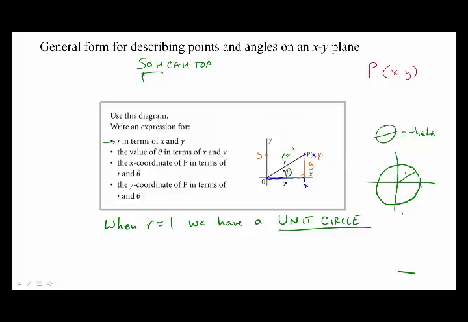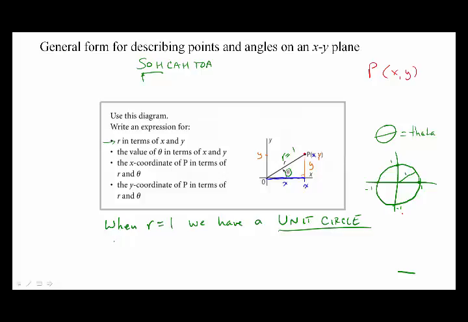which means it's going to cross the x-axis there at 1. It's going to cross the y-axis here at 1. It's going to cross the x-axis here at -1, and the y-axis at -1. Easy enough? And so if my r is 1, what's the x in terms of r and theta?